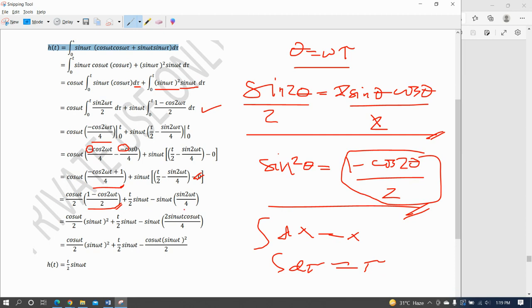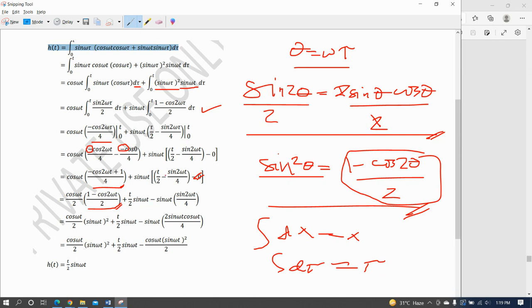Identity ulit. This 1 minus cosine 2 omega t over 2 is equal to sine squared. Kung kanina, ito yung given, tapos pinalitan natin ng ganito. This time, ito ang meron, papalitan natin ng ganito. Okay? Para ma-simplify. Okay? So, yan siya. Kaya inarrange ko na ganyan. Inayos ko lang para pwede kong applyan ng identities.